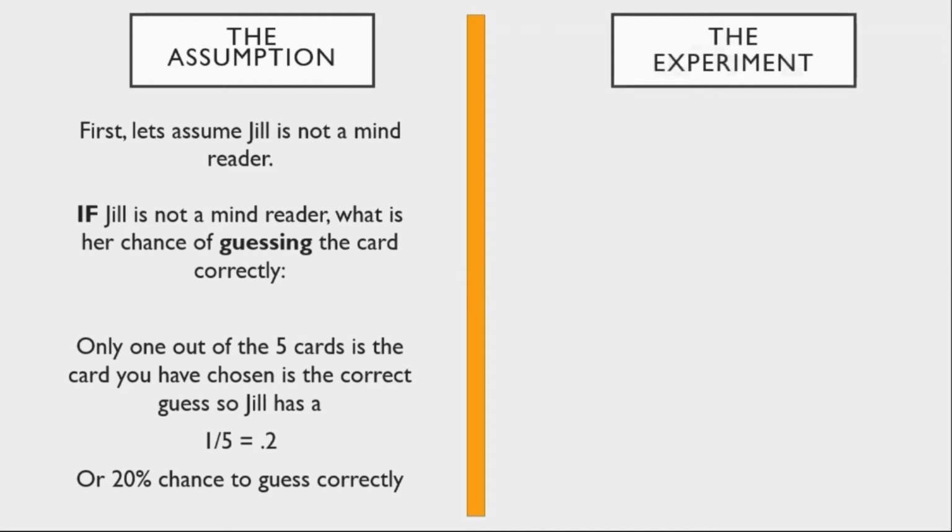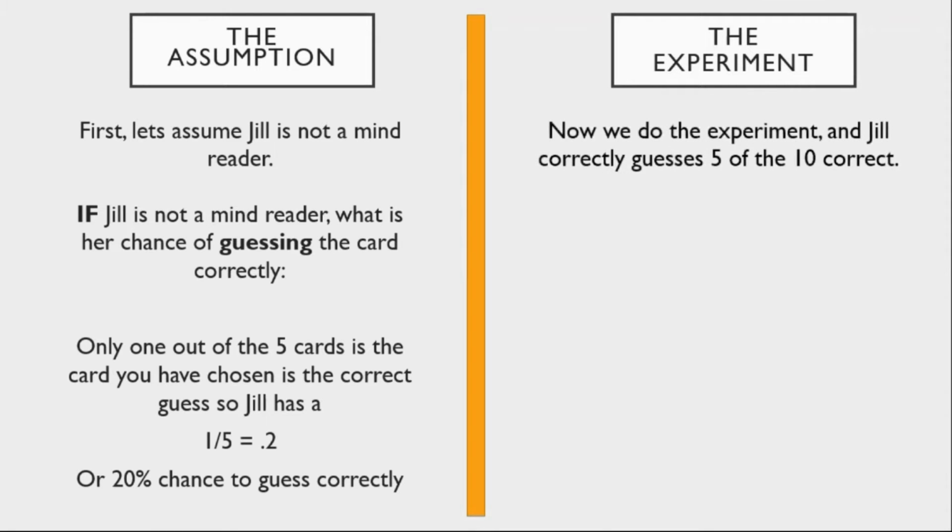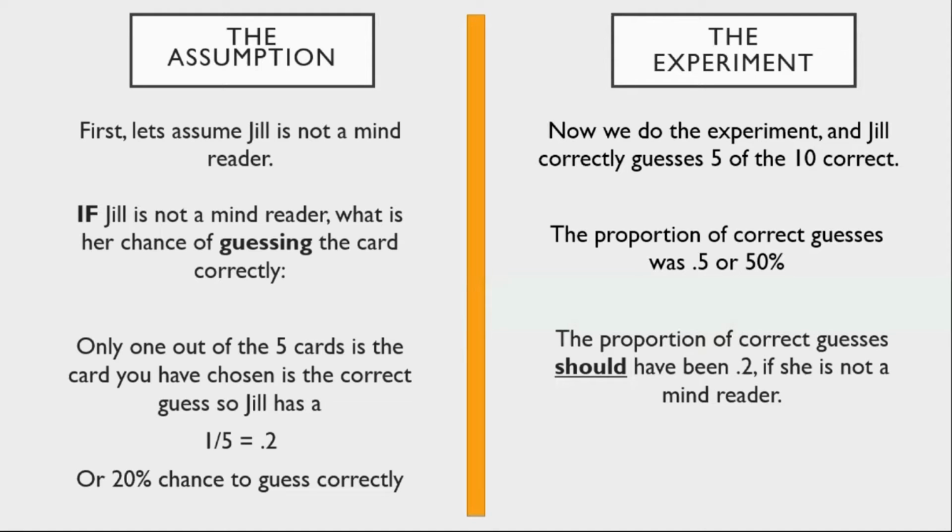So when we conduct the experiment, we're going to get an actual result and find out how many she does guess correctly. Now, let's say, for the purpose of this example, she gets 5 out of the 10 correct when we play this game. So the proportion of correct guesses she actually did get was 50%. And so this already sets up the debate. Should have gotten 20% correct, got 50% correct. So if she was not a mind reader, 20%.